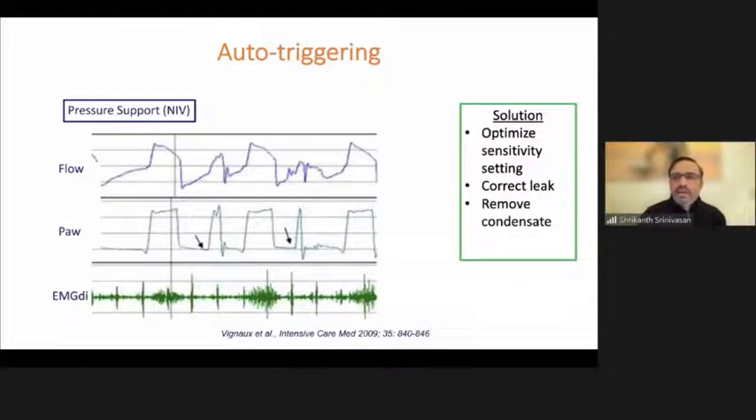The cycling will not occur at all, right? It will not reach the maximum support level at which the settings have been done. There's a constant leak. The maximum flow will not be achieved at all. And just because maximum flow is not achieved, it will automatically just continue to give breath after breath after breath. So we have to correct the leak, and we have to optimize the settings in such a way that there is proper triggering.